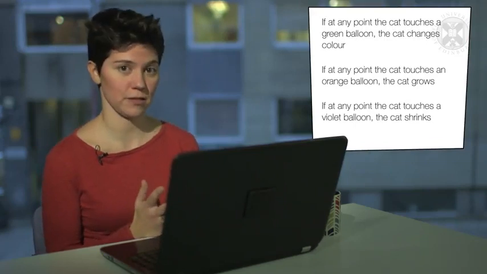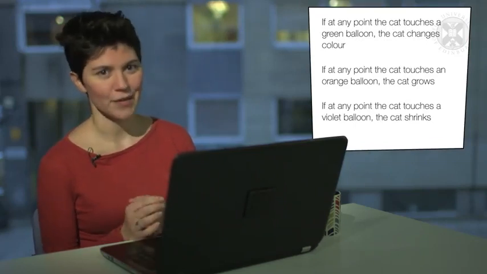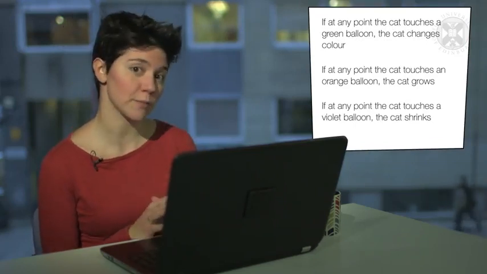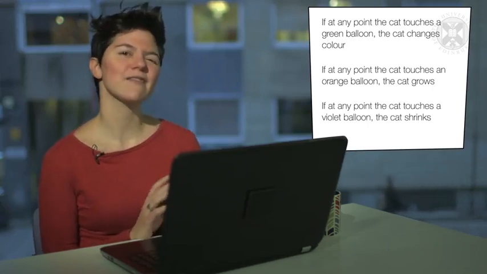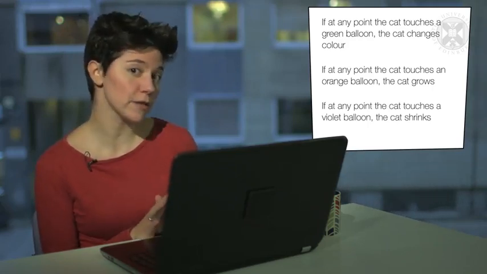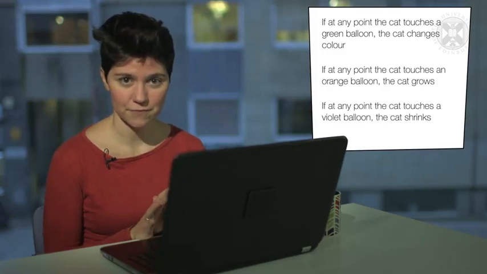Let's suppose that the cat is currently at a party in a room full of balloons of different colours. We want the cat to constantly be moving and to change its looks depending on the colour of the balloon it is touching at any point. More particularly, we want to write a program where if at any point the cat touches a green balloon, the cat changes colour. If at any point the cat touches an orange balloon, the cat grows. And if at any point the cat touches a violet balloon, the cat shrinks.